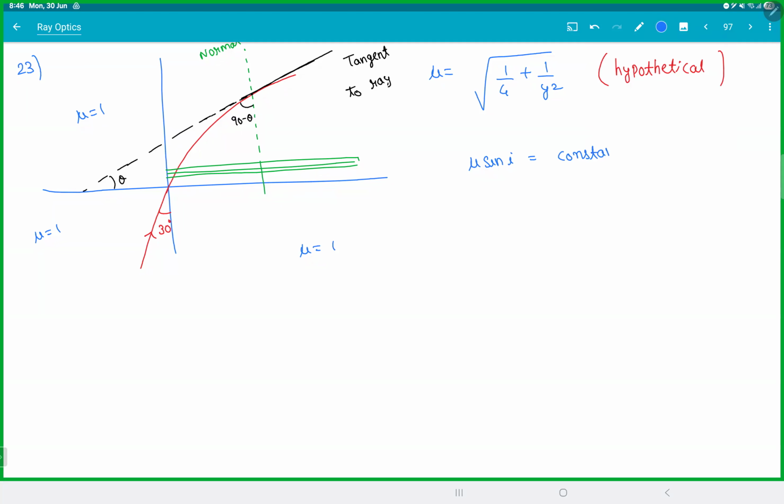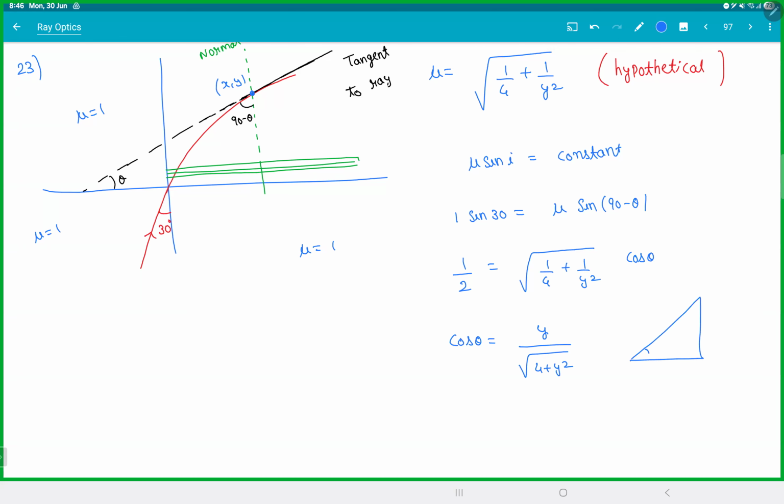So initially mu value is 1, you're entering at 30 degrees. So that is mu sin 30. Here the refractive index is mu and this thing is sin of 90 minus theta. So mu is the refractive index at this point. Let's call the coordinates x comma y. So this will be half, and mu, root over 1 by 4 plus 1 by y square, is cos theta. So we get cos theta will be, 2 will go there, you end up with y by root over 4 plus y square.